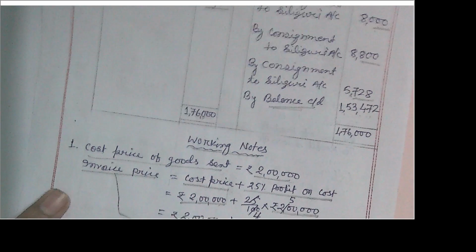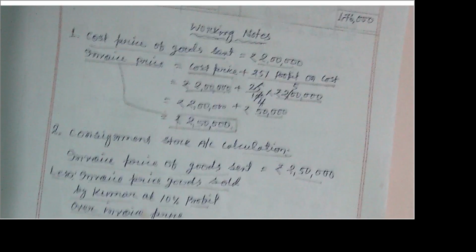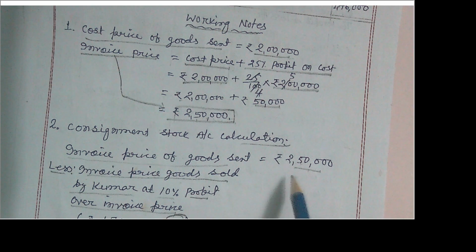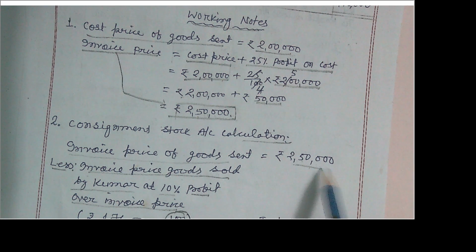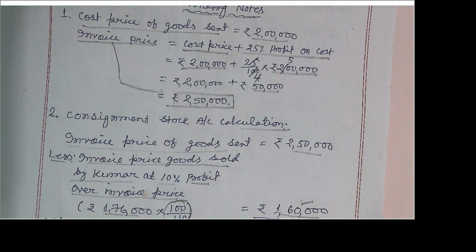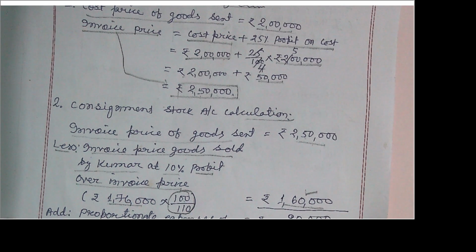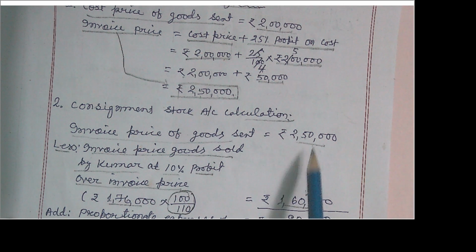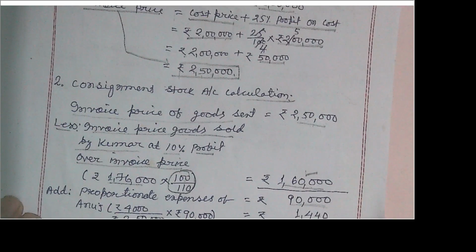So now it is saying that the total value of goods sent at invoice price is 2,50,000, and out of 2,50,000, goods worth 1,60,000 were sold making 10% profit. So while calculating the value of stock at invoice price, you have to deduct it. So 2,50,000 minus 1,60,000, then 90,000 is the invoice price of goods lying unsold in the hand of the consignee.